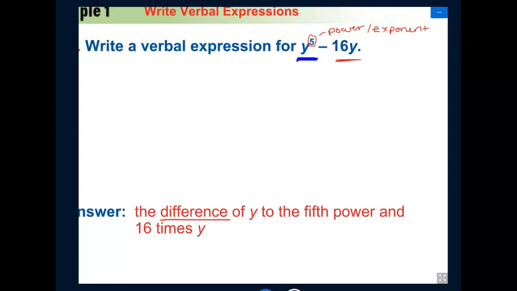And then remember I told you we call it a power. So there's the number 5. So it's y to the 5th power. The "and" represents where that symbol goes. So the "and" is for this minus sign right here, and that also goes along with the difference. And then we have the last part. And it's 16 times y. And that's this part right here.